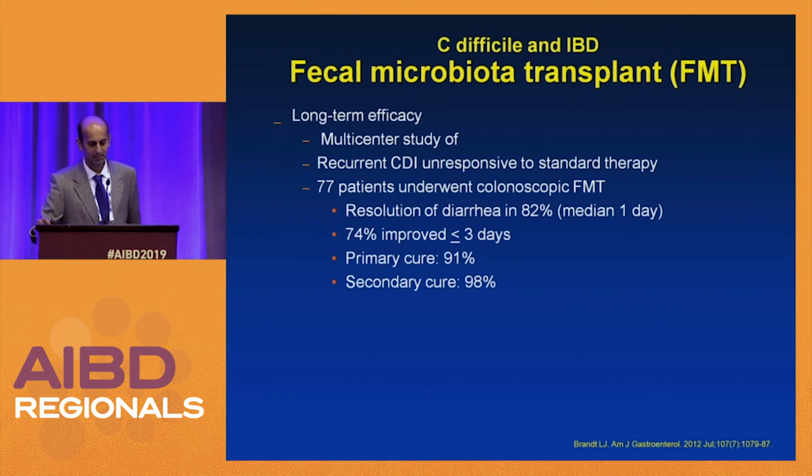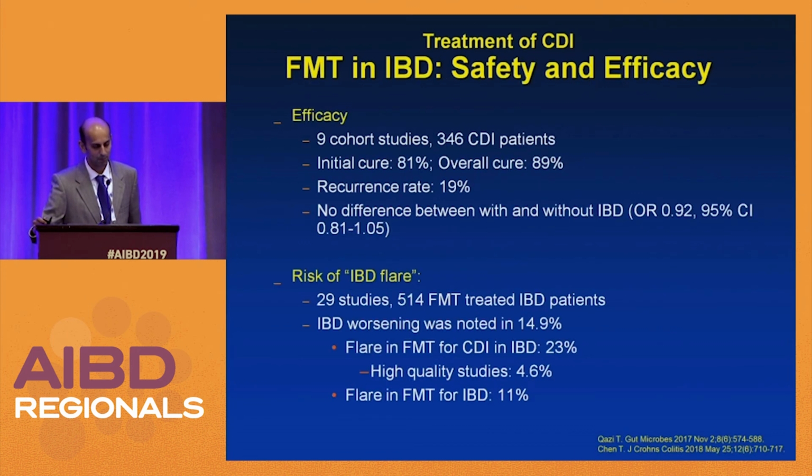The long-term efficacy of fecal transplantation has been looked at in several studies. This was a series of 77 patients who underwent colonoscopic FMT and showed that 82% had resolution of diarrhea within a median of 1 day. A primary cure rate, which is with a single infusion, 91%. A secondary cure rate, which means allowing for a second infusion, 98%.